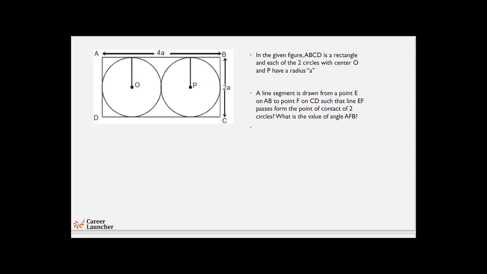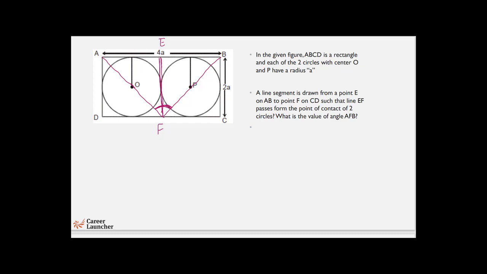The next one: a line segment is drawn from a point E on AB to point F on CD such that the line EF passes through the point of contact of two circles. What is the value of angle AFP? So what we mean here essentially is that this is point E, this is point F, and the line EF passes through the point of contact of two circles, and we are supposed to find the value of this particular angle AFP.